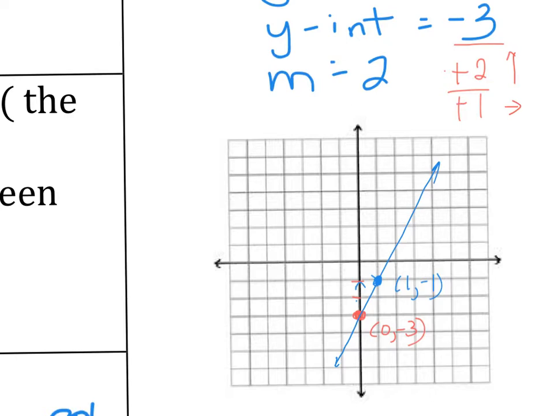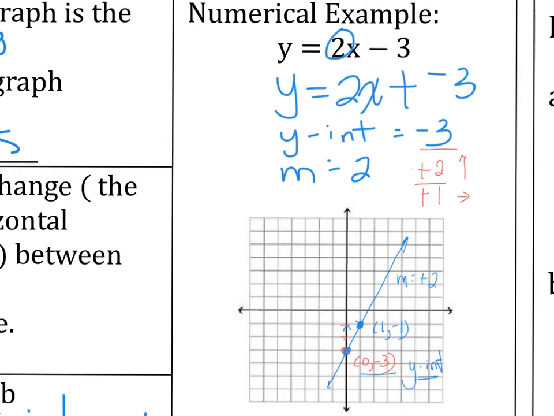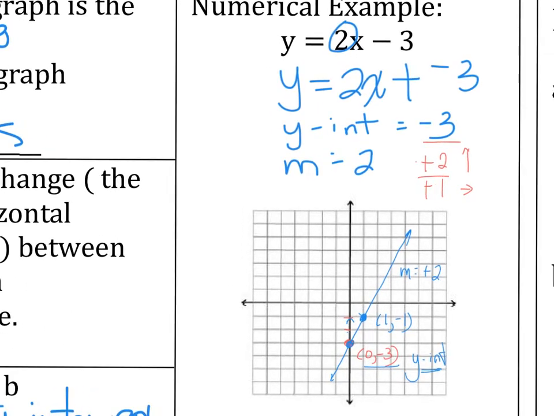Okay, and again, my y-intercept, the slope of this is positive 2. And this is just one way to graph a linear function. I will review this with you again in a later lesson. So just review the vocabulary terms and be able to understand what the graph of a linear function looks like for now.